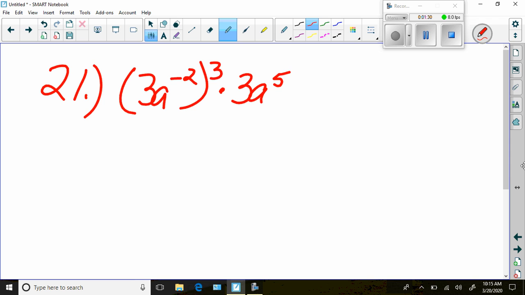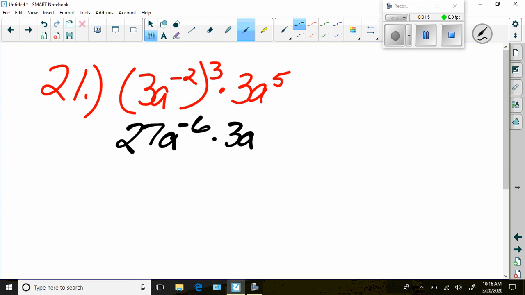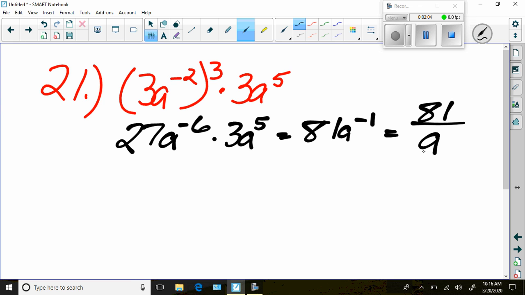Here's number 21. It's a little ditty where you have to, oh, you know what? How about I use calligraphy pen for my answers? Yes, for all my work. Okay, so here goes. 3 cubed is 27. That's going to be a to the negative 6 and 3a to the 5th. Well, 3 times 27 is 81. And then there's a to the negative 1, right? So then you just write that as 81 over a. Okay? Next one.